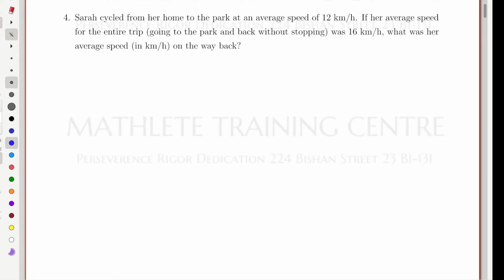Now, you might be tempted to think, hey, the answer would then be 20, right? Because the average of 12 and 16 is equal to 20. But is that correct? Well, the way we can understand average speed is total distance divided by total time. So let me write it down.